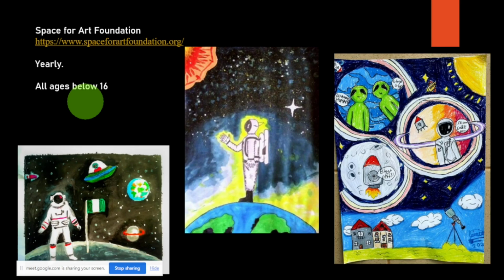Then we have the Space for Art Foundation. This is a project where we encourage pupils and students to draw anything they can imagine about space. These are some of the art we have collected so far from different persons. Here is the one we collected from a girl in secondary school. Look at what she drew here.